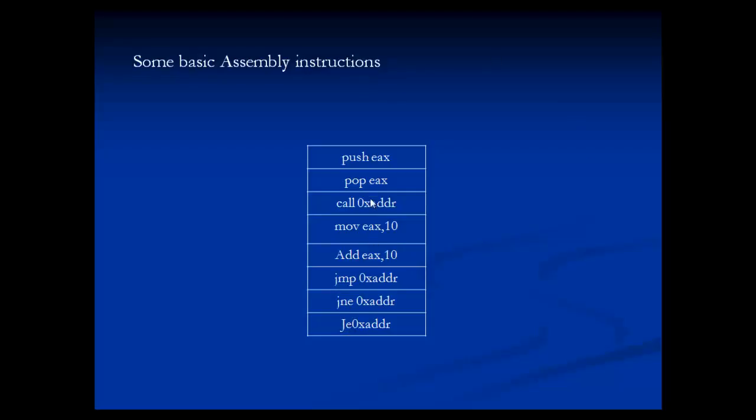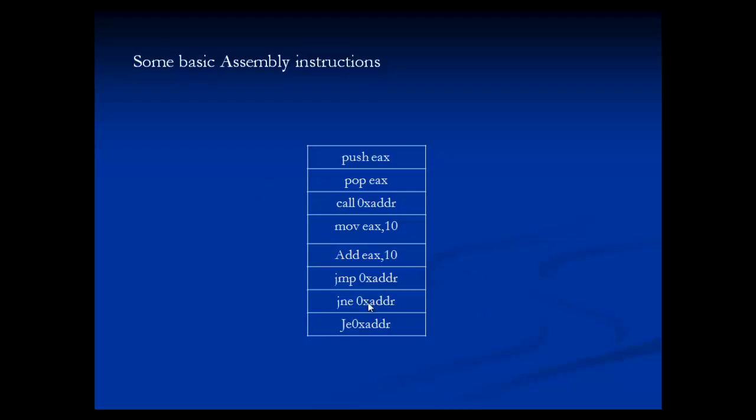Now call some address. This particular instruction will make a call to a function at this particular location, which is 0xaddr. It's the address. Now move EAX, 10. This particular instruction will move this value 10 into the accumulator register. Add EAX, 10. What this does is it will add the value 10 to the value of the EAX register, and it will save it in EAX. Now the next instruction is jump to a specific address. What it does is it will jump the flow to a specific address.